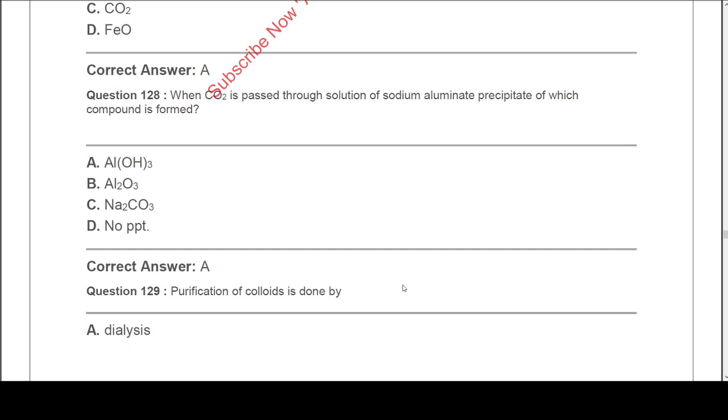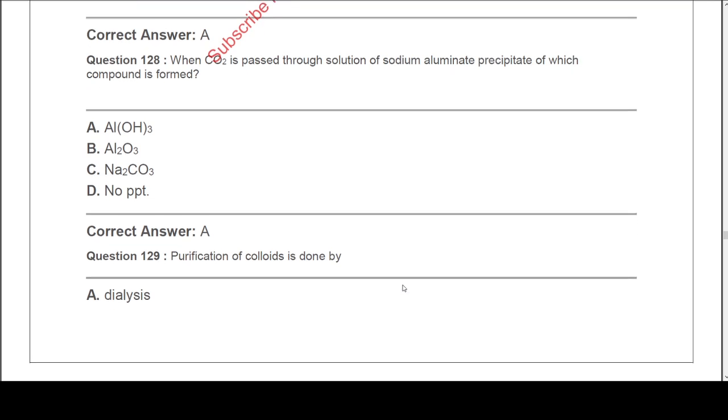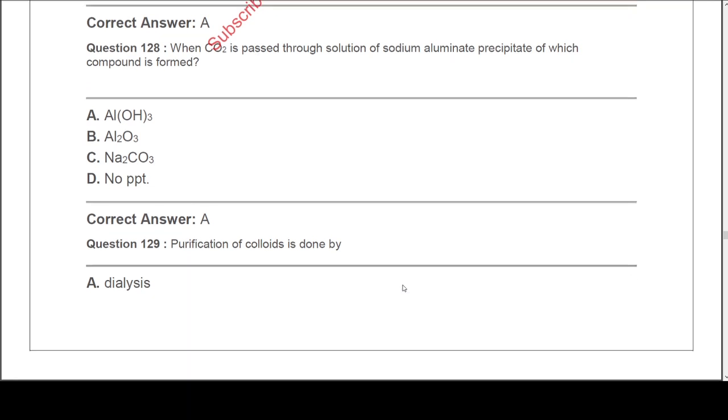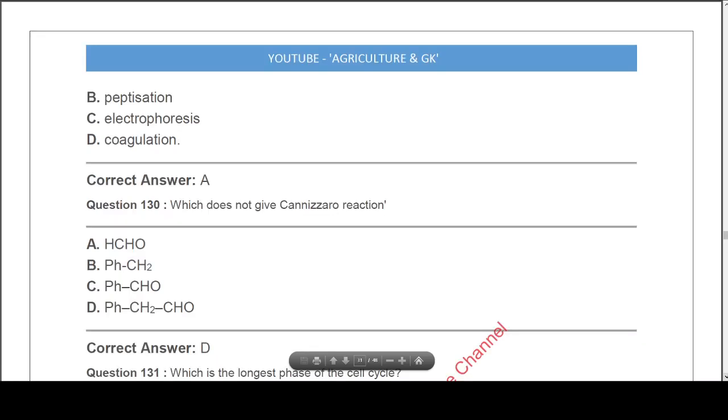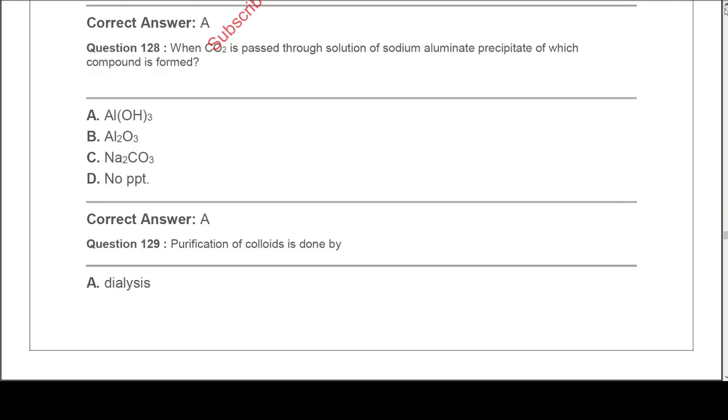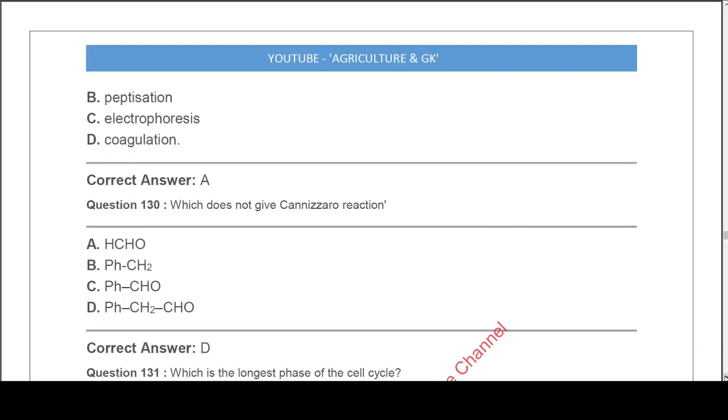When carbon dioxide is passed through the solution of sodium aluminate, precipitate of which compound is formed? It is option A, aluminium hydroxide, Al(OH)3. Purification of colloids is done by, it is option A, dialysis. Which does not give Cannizzaro reaction? It is option D, PhCH2CHO.